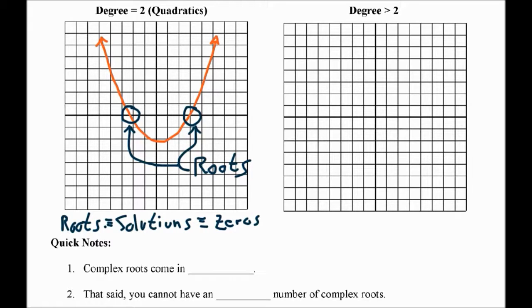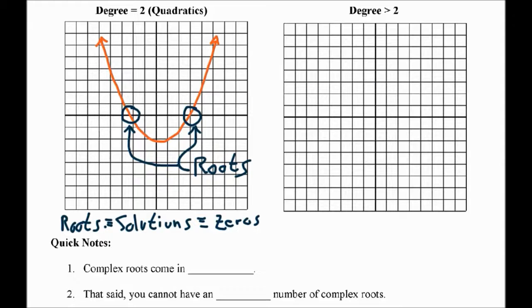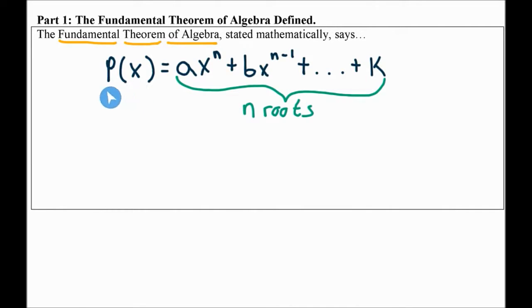Now let's look at something a little bit higher than a degree of 2. Let's look at something on the second graph, maybe a degree of 3. That would mean we have a polynomial where our n is 3. So we would expect there to be 3 roots or 3 solutions that would give me 0 in that particular polynomial.